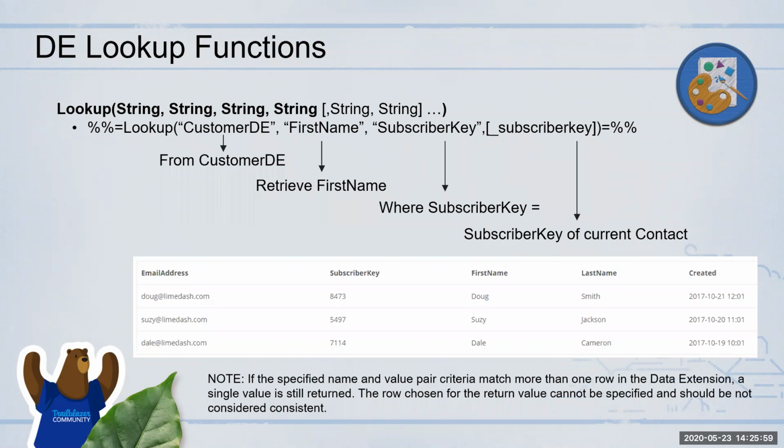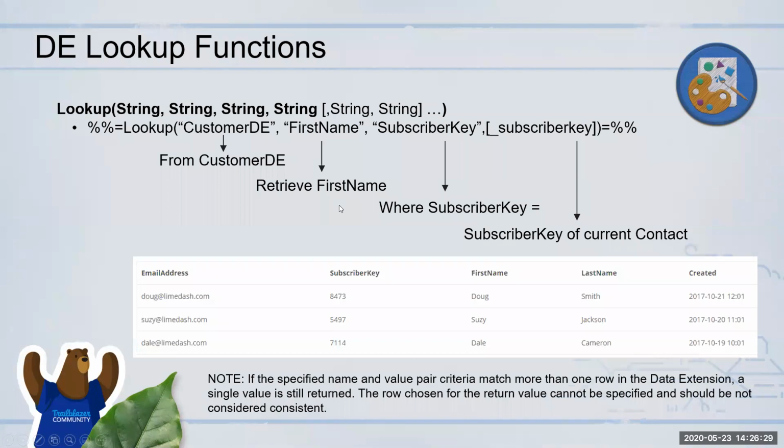Always keep in mind, lookup will always return a single field, not multiple rows, and not a single row with multiple fields. Just a single field. That's all lookup can do. You need to specify four things as mandatory. One is which data extension I should go and check in. Let's say this is the customer DE data extension. Then the second parameter is what I need to retrieve and bring back, the field that you want to bring back.